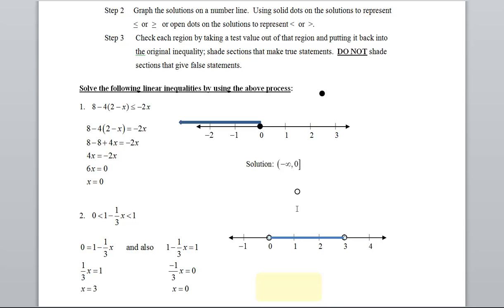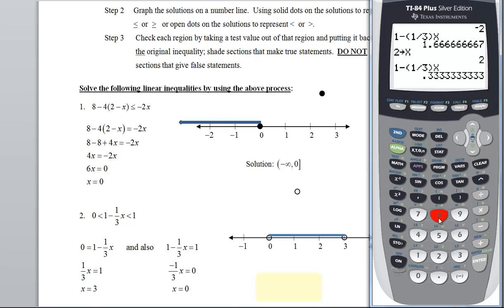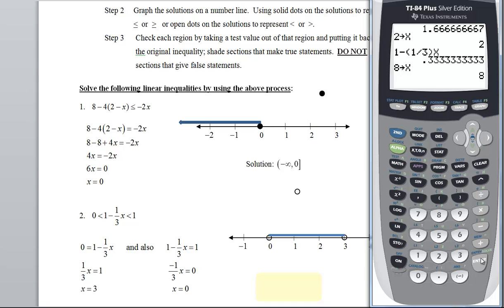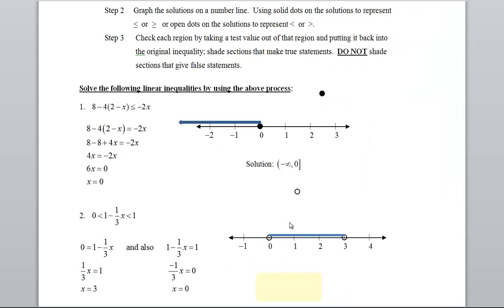I think I'll move that up just a little bit so you can actually see. All right. What, 8? I'll try 8. 8's over there. 8, storing for x. Second enter. Negative 1.666. So is 0 less than negative 1.7? And hopefully you say no, because it's not. So I do not shade that section. So the only section I have to shade is here in the middle.